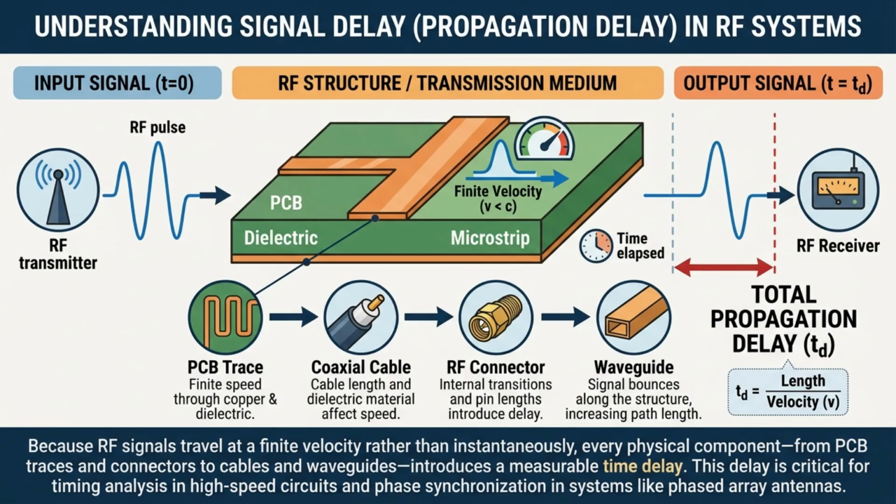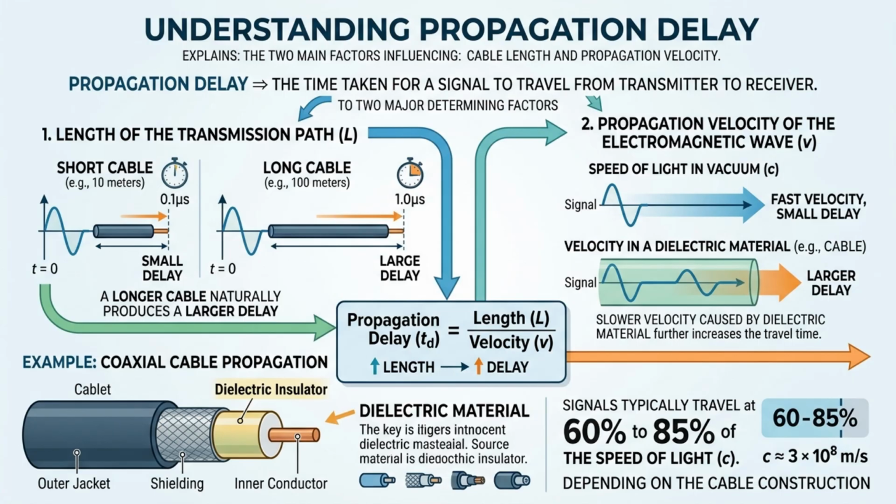Signal delay, often called propagation delay, is the time required for an electromagnetic wave to travel through a transmission line or other RF structure. Because RF signals propagate at a finite speed rather than instantaneously, every cable, PCB trace, connector, and waveguide introduces some delay. The propagation delay depends on two main factors: the length of the transmission path and the propagation velocity of the electromagnetic wave. A longer cable naturally produces a larger delay, while a slower propagation velocity caused by the dielectric material further increases the travel time.